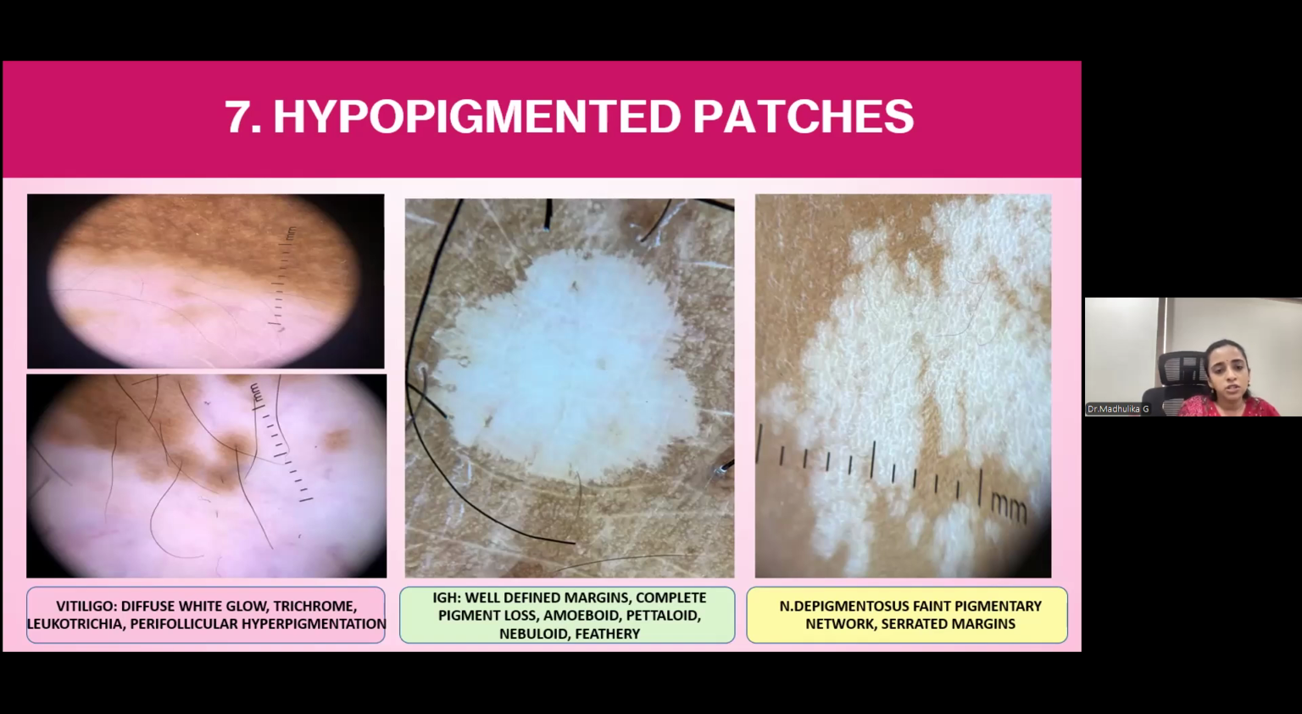In IGH, it is also a diffuse white glow, but it is a well demarcated margin, and it has specific patterns like amoeboid, petaloid, nebuloid, feathery, depending on the shape of it. Nevus depigmentosus is, again, usually a birthmark, but here the pigment is not completely lost. There's a faint pigment network that is present, and the borders are usually serrated. Next slide.